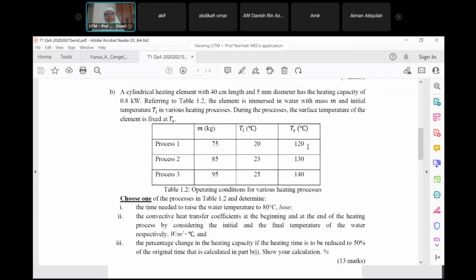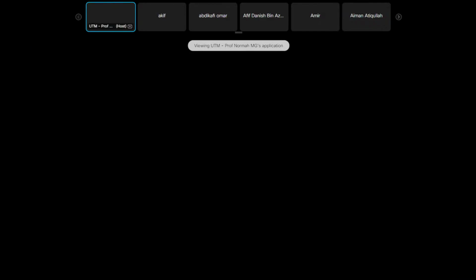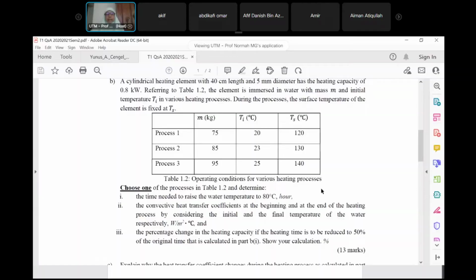But you want to raise it to 80 degrees. Not 120 just now? How long does it take? So that one is actually thermo 1. I'm not going to go through that.